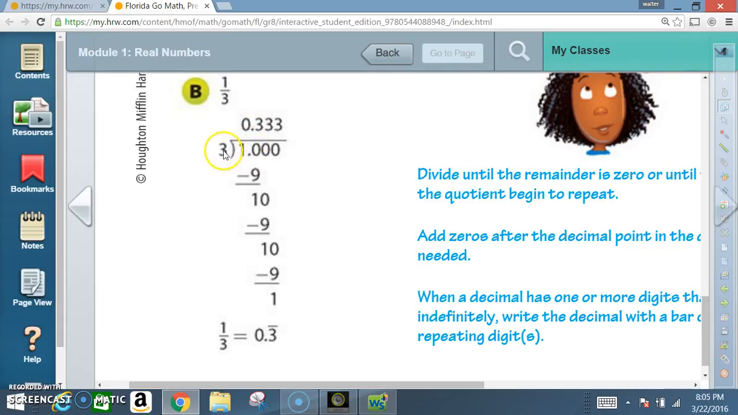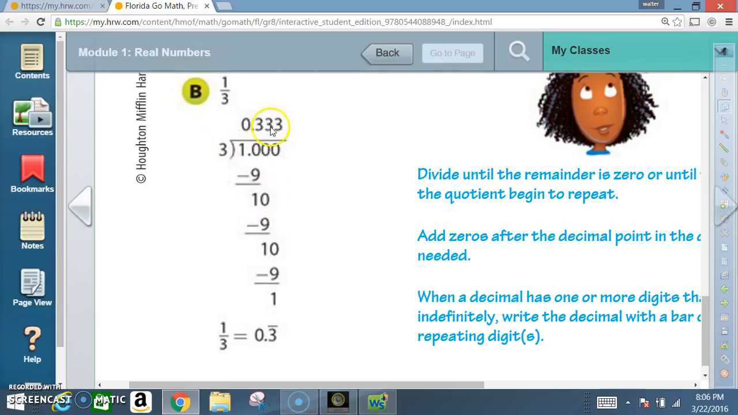Now we ask, how many times does 3 go into 10? 3 goes into 10 three times. What's 3 times 3? 9. What's 10 minus 9? 1. All right, can 3 go into 1? No. So we bring down that 0. We ask the same question. How many times does 3 go into 10? It's going to be the same answer, 3.